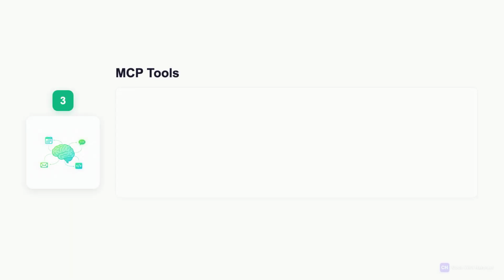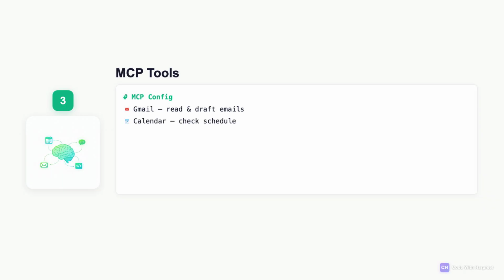Step 3, connect your tools with MCP. MCP stands for Model Context Protocol. It was built by Anthropic. Think of it as a universal translator between your agent and every tool you use. You create a config file that lists your tool connections.